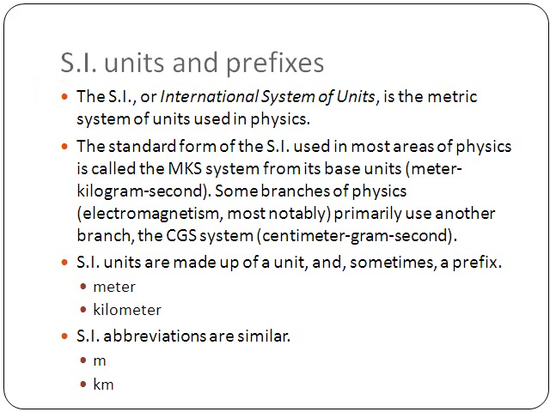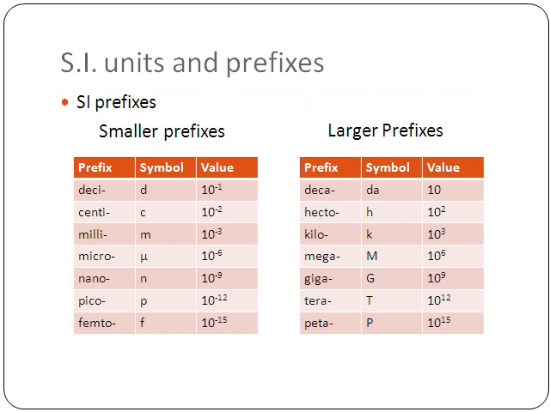So let's look at some prefixes here very, very quickly, because you're already familiar with these for the most part, or should be. SI prefixes come in two types: smaller prefixes and larger prefixes. The smaller prefixes, for the first three, basically go down by powers of 10. So deci is 10 to the negative first, centi 10 to the negative second, milli 10 to the negative third.